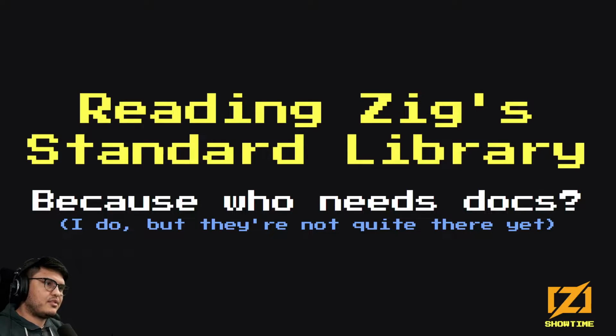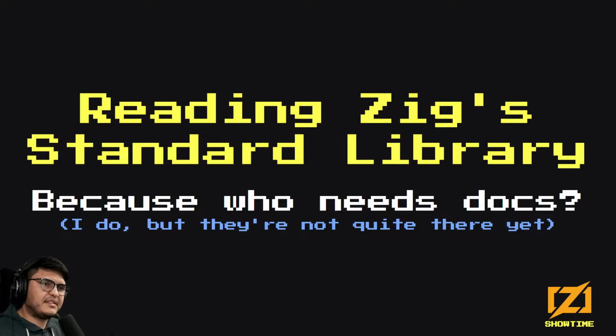So today's talk: reading the Zig standard library, because who needs docs? And the truth is, well, docs are not bad. Having docs would be nice, but right now we don't really have a proper set of docs for the standard library. So the question is, what do we do in the meantime?